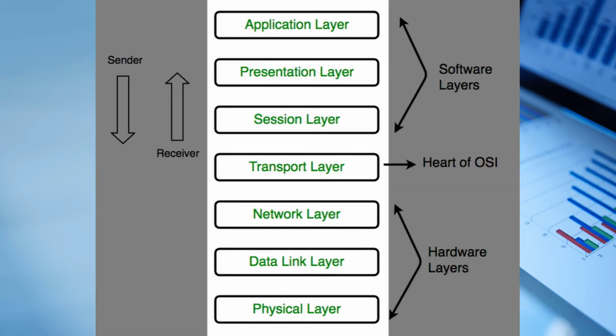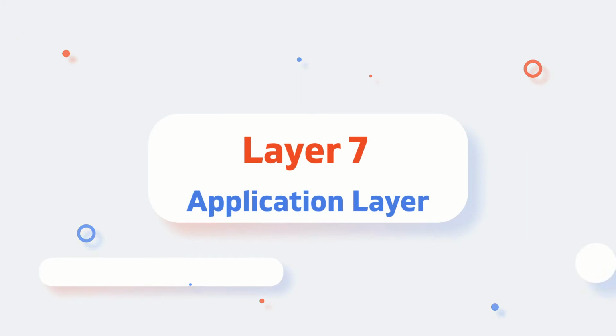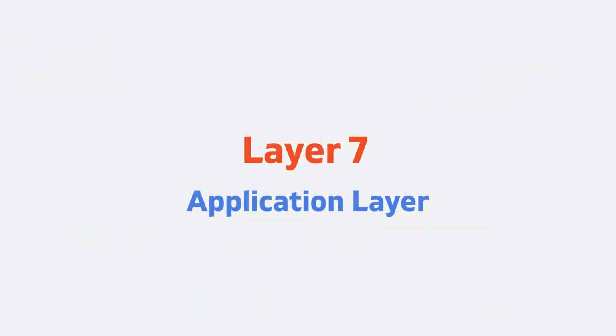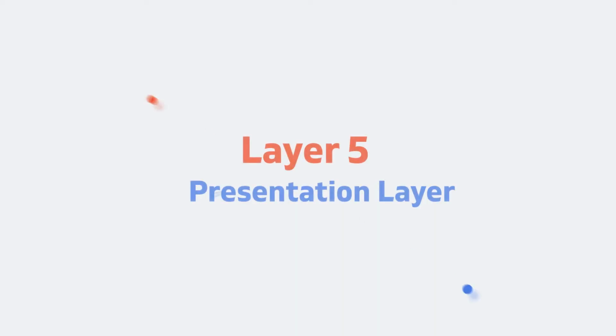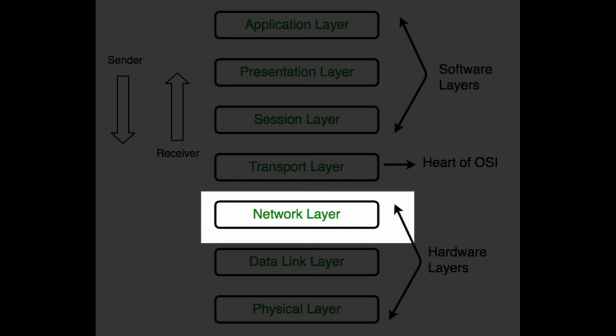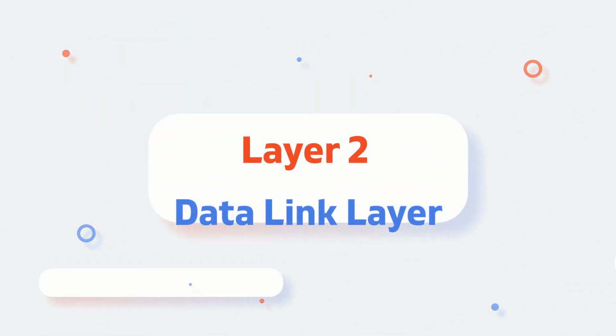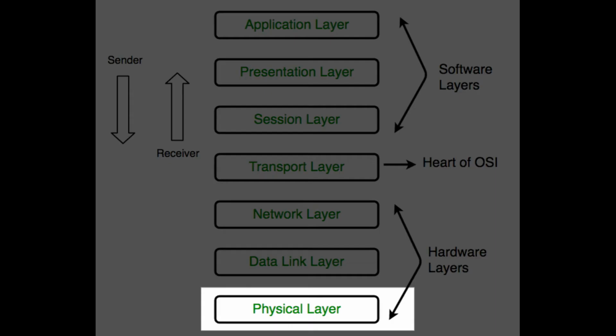The network model that I describe is the Open System Interconnection, OSI, model, which has 7 layers and defines what types of activities should be conducted at each layer. The OSI network model has 7 layers. Layer 7 is called the application layer, layer 6 is called the presentation layer, layer 5 is the session layer, layer 4 is the transport layer, layer 3 is the network layer, layer 2 is the data link layer, and finally layer 1 is referred to as the physical layer.